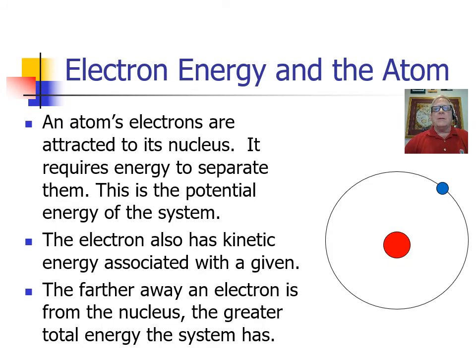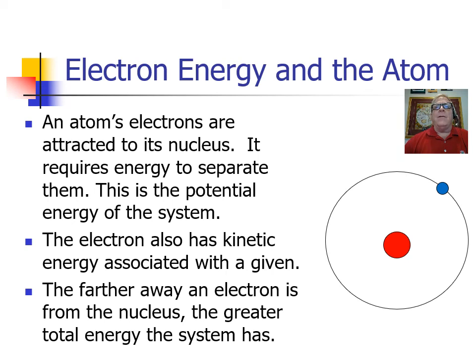So we'll first look at the basic ideas behind Bohr's model, and then we'll look in greater detail at his calculation. Here's the basic idea. We know that an atom's electrons are attracted to its nucleus by the electromagnetic force. It's going to require energy to separate them, which means that the system has potential energy. And if the electrons are thought to be orbiting around the nucleus, then that means the electron also has kinetic energy.